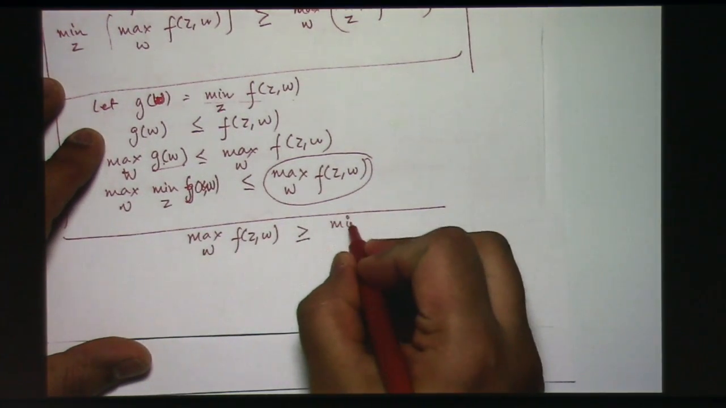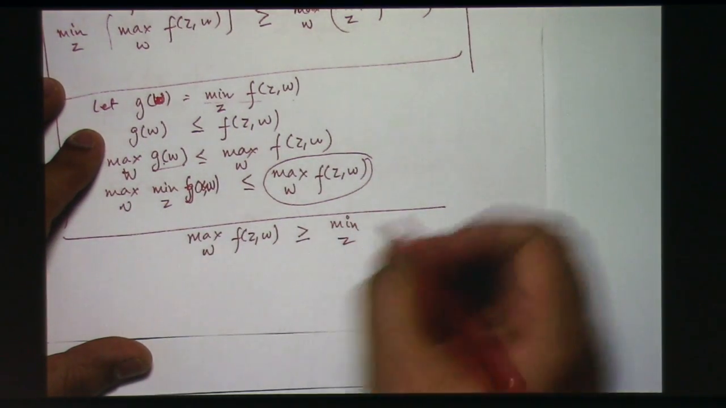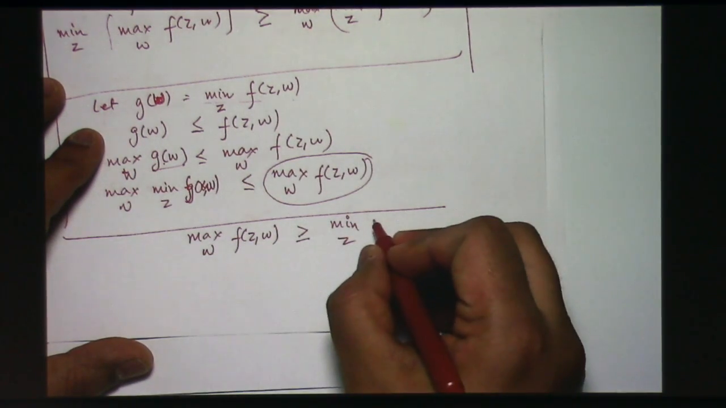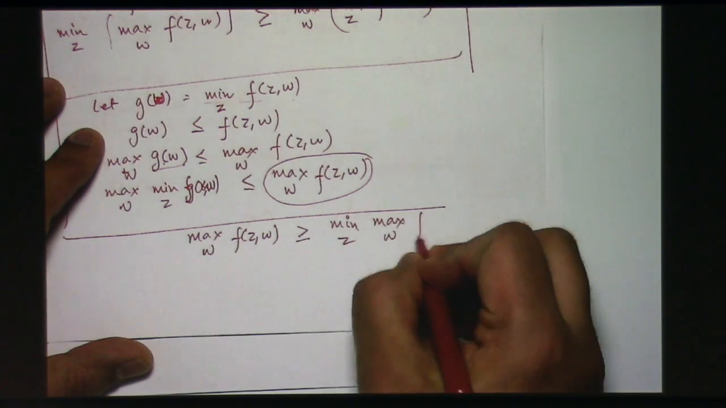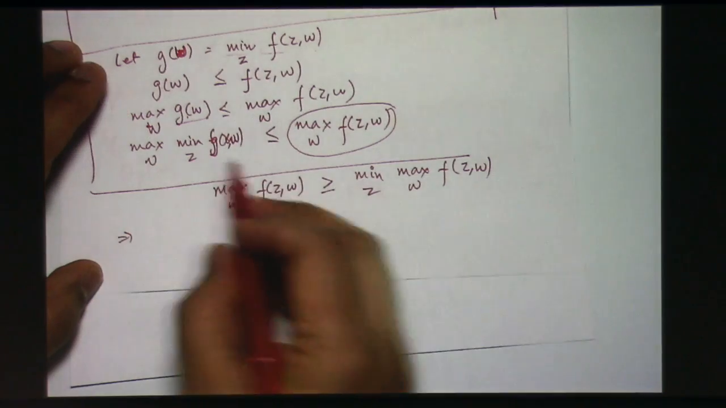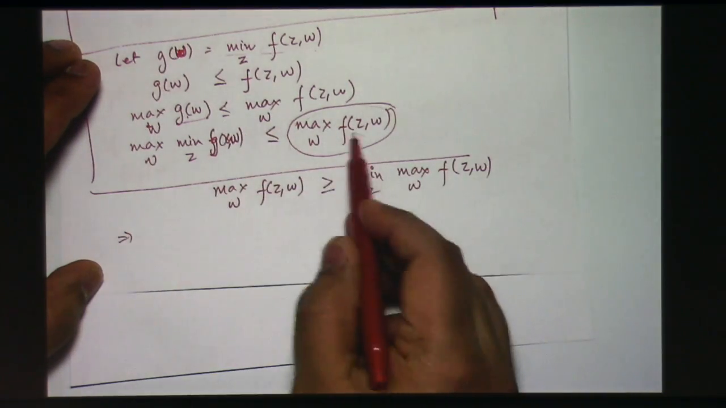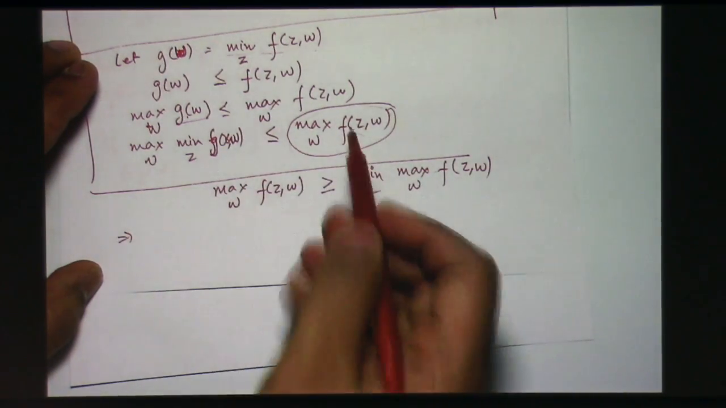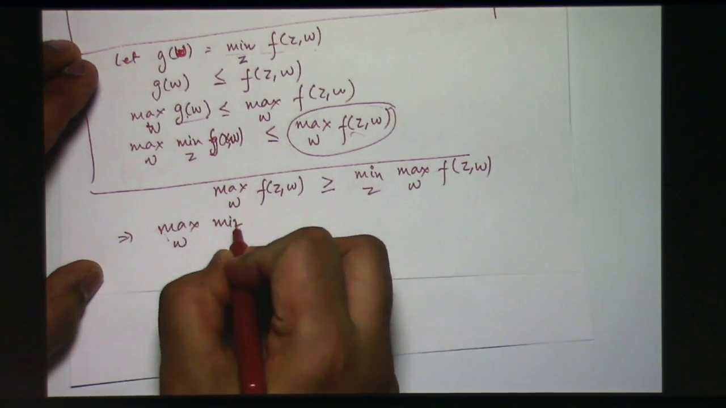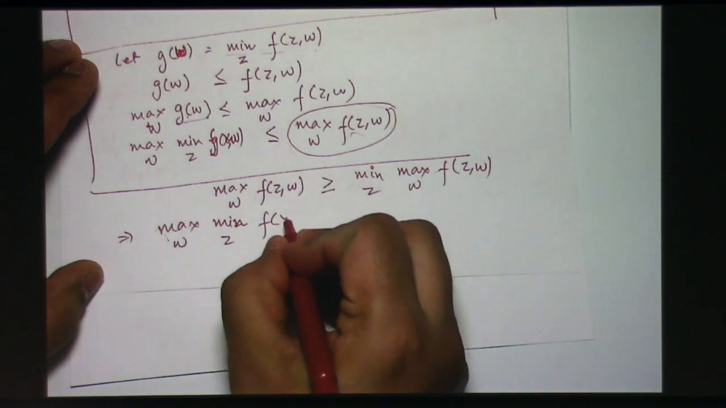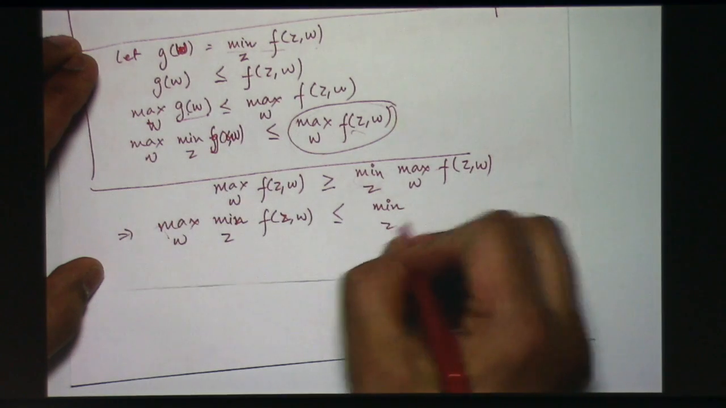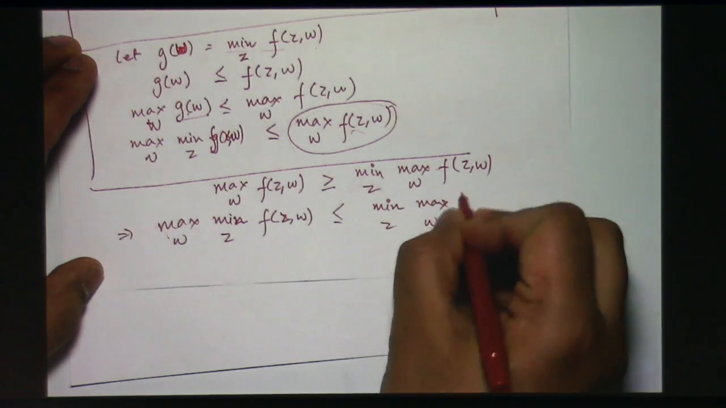if I took a min outside, because the minimum value that this could take over all z will always be less than this value. So this will be the max over w of f(z, w). This implies that you can put it here, because this value is always greater than this and less than that value, which means that the max over w of min over z of f(z, w) will always be less than or equal to the min over z of max over w of f(z, w).